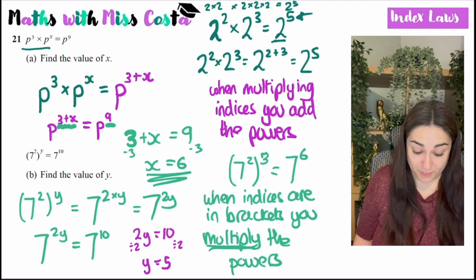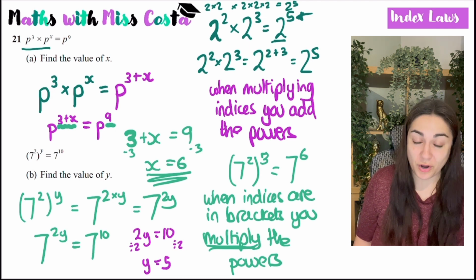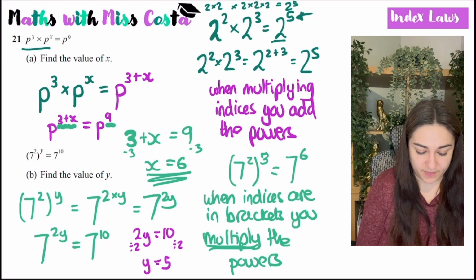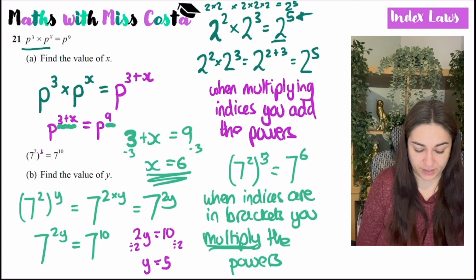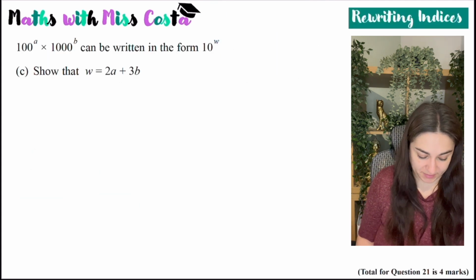You could also have maybe just done that without drawing these equations. If you know the laws of indices, you're like, okay, I know that I'm going to have to do 3 plus something to make 9, 3 plus 6. And over here, I know I'd have to do 2 times something to make 10. But this is the reasoning bit for it.